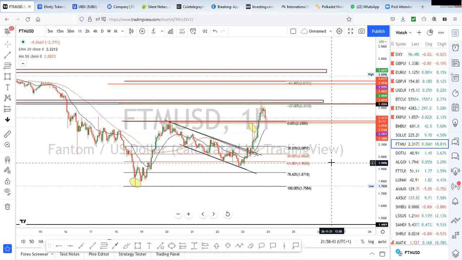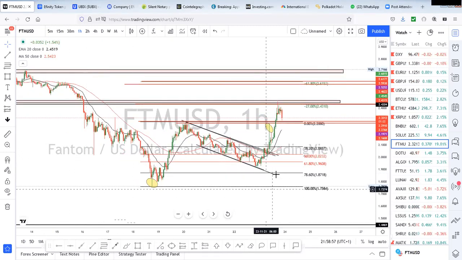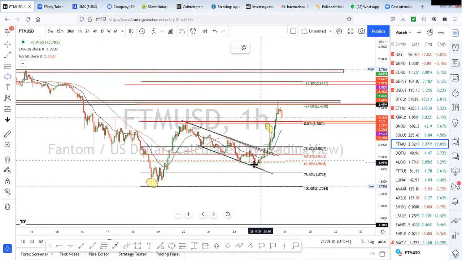So how do we do that? Always protect your profit. There's a way I do it. Let me give you an example. Let's assume now that I entered this FTM from here, after the breakout occurred here or from this particular area.